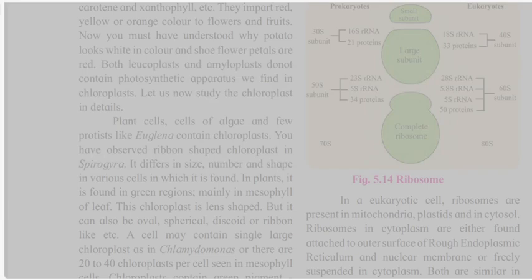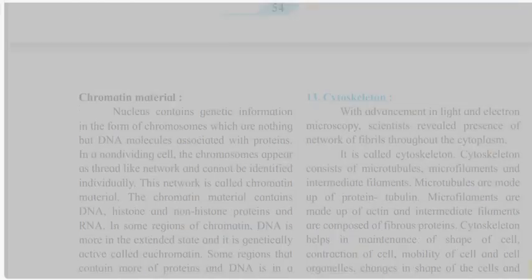Prokaryotes, eukaryotes. 30S subunit: 16S rRNA, 21 proteins. 18S rRNA, 33 proteins, 40S subunit. 50S subunit: 23S rRNA, 5S rRNA, 34 proteins. 28S rRNA, 5.8S rRNA, 5S rRNA, 50 proteins, 60S subunit. 70S, 80S. Small subunit, large subunit, complete ribosome. 54.